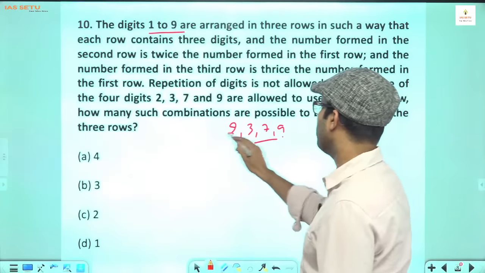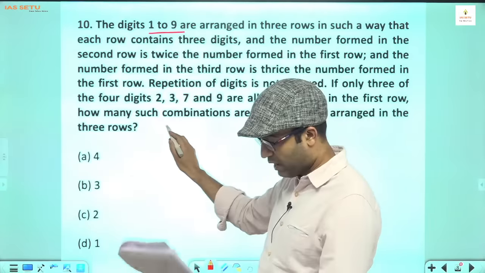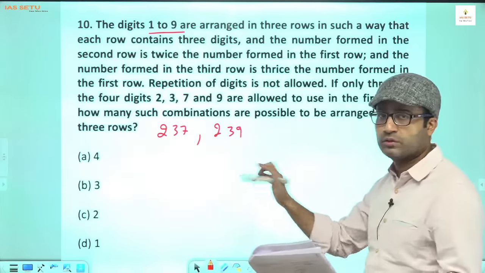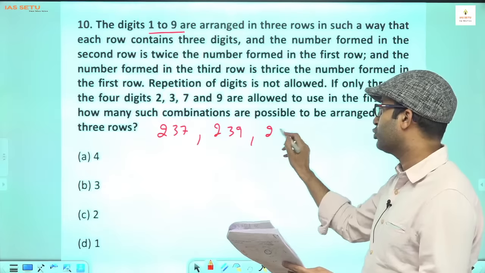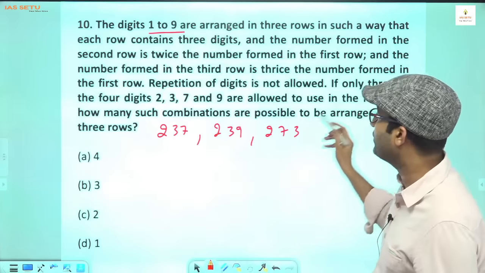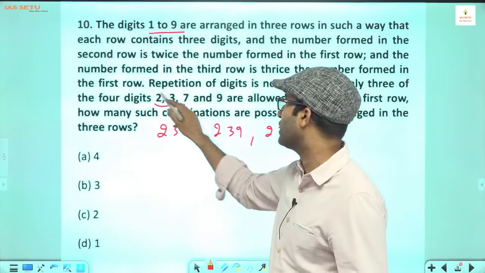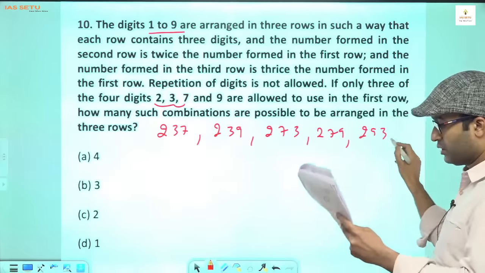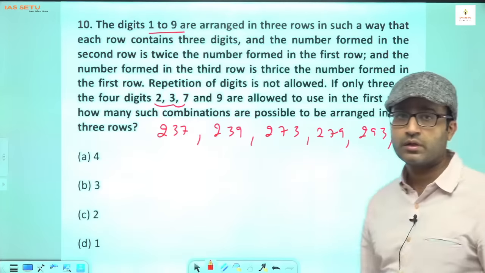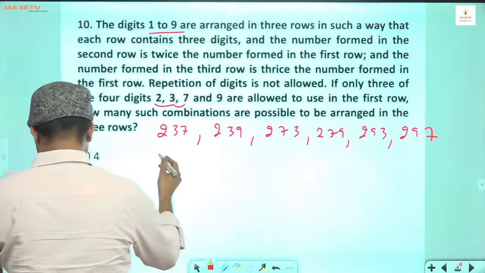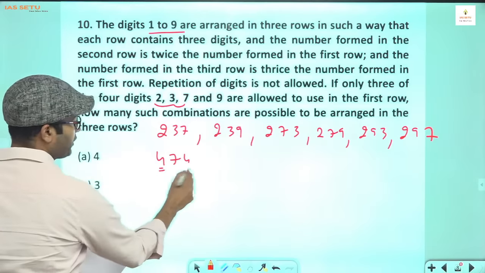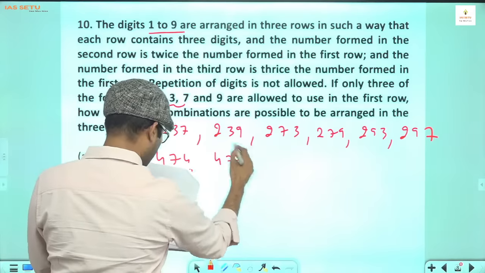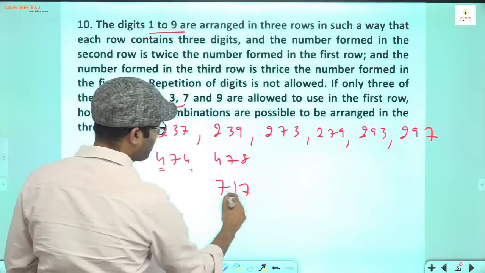First we will see what are the combinations for the first row. You have to use 3 digits, so you can have 237, 239, 273, 279, 293 and 297. The second row has to be double. So for 237 I write 474. It is a repetition, not allowed. For 239, double is 478, triple is 717. So this is not allowed.